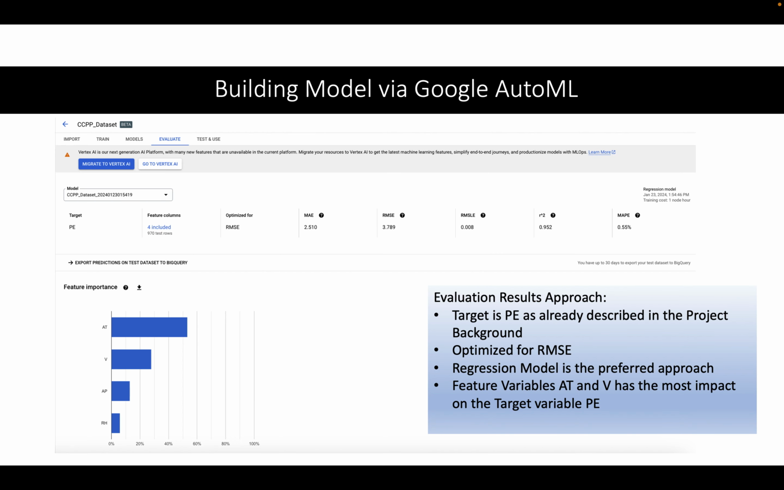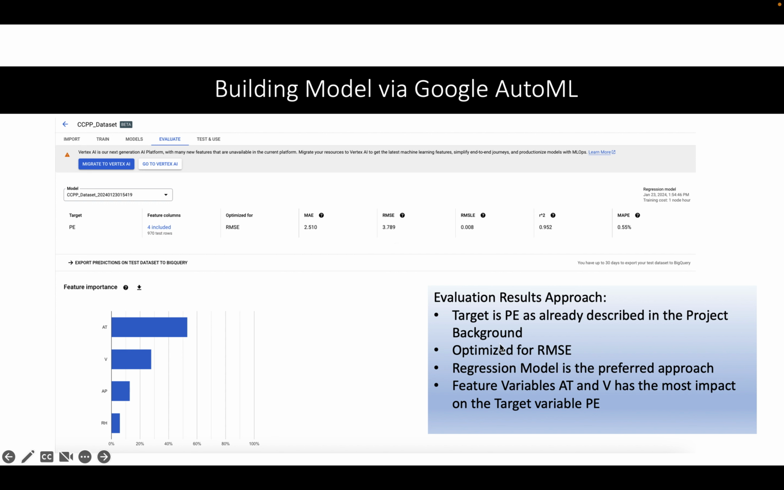I imported the CCPP data set that was provided in CSV into Google AutoML and ran the model, keeping RMSE and MAE both as the objective. Once I ran that model, I could see that the evaluation was pretty close, because the R squared that we are getting is 0.952, which is pretty close to 1. Even the MAE and RMSE values are pretty low. MAE was 2.5 and RMSE was 3.7.